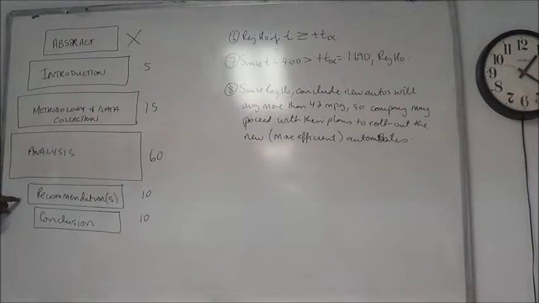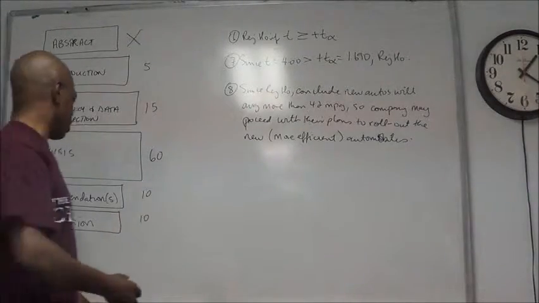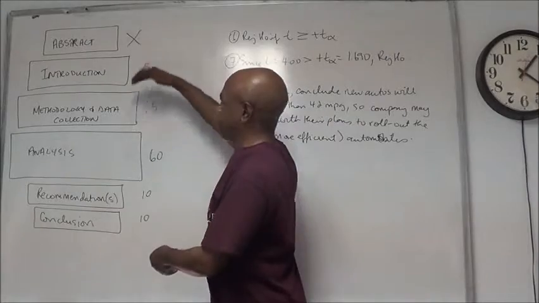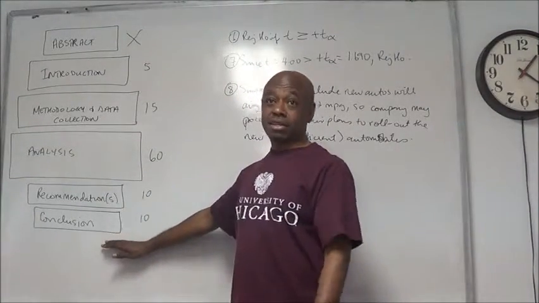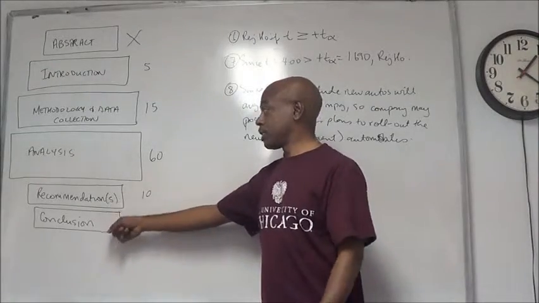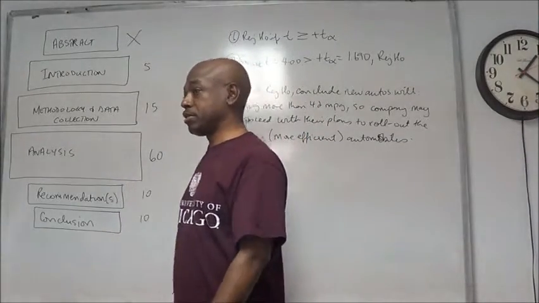Then the recommendation will be, should these people buy this machine? Should they not buy this machine? If they do buy, why should they buy it? What does it do to their operation? And then the conclusion is just an overall indication of what I have done. So the introduction is what I plan to do, and the conclusion is what I have done, right? Because the conclusion will include what recommendations you put forward.